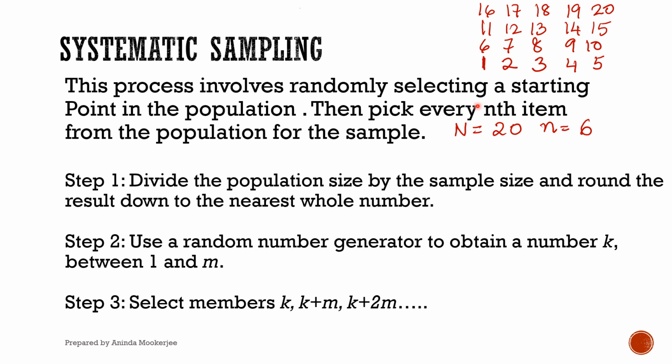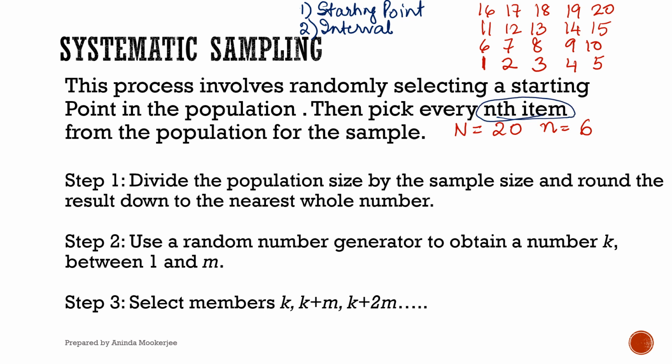In the next step, I will need to generate 2 random numbers. One will give me a starting point from where I will begin my selection. So I will need 2 random numbers generated. One is going to be the starting point from where I begin my selection, and the other one is going to be the interval, because I'm going to pick a student after every nth number or every nth item.